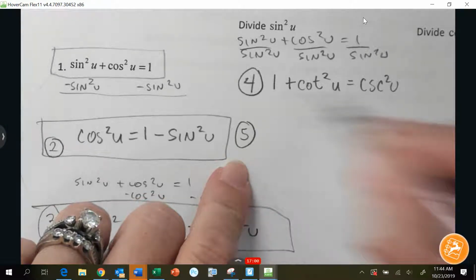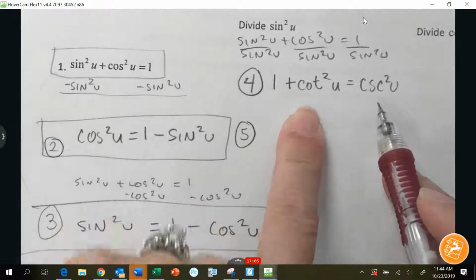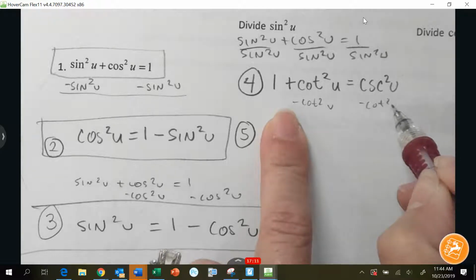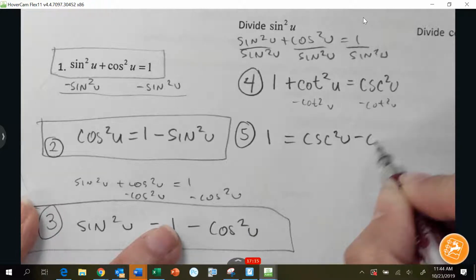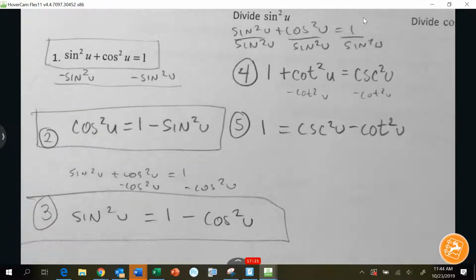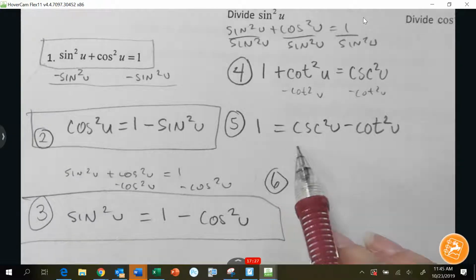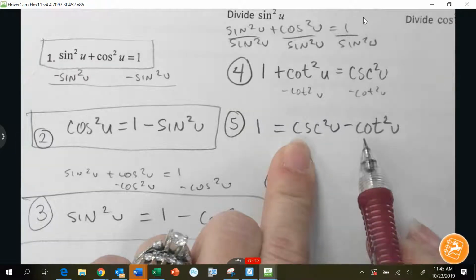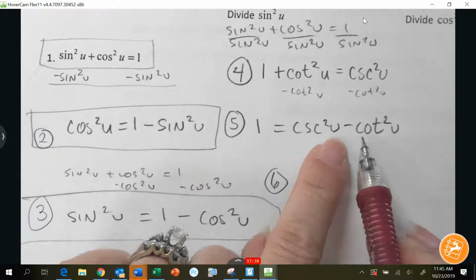Okay, number 5. Now I'm going to take this one right above it and use the subtraction property of equality, and I'm going to subtract cotangent squared u from both sides. 1 equals cosecant squared u minus cotangent squared u. If you ever have a pretty hard looking problem and it has cosecant squared u minus cotangent squared u in it, you could pull that out and replace it with 1. A lot easier to deal with 1 than it is to deal with all that.